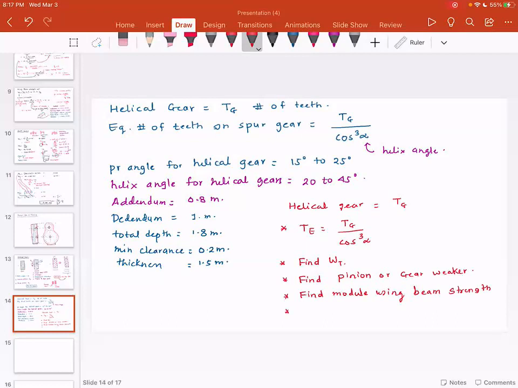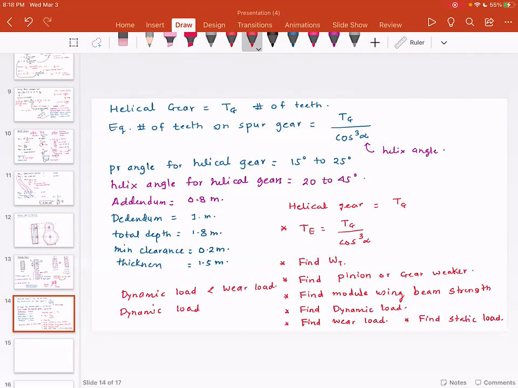then find out the value of the dynamic load, then find out the wear load, and then find out the static load, and make sure that the dynamic load is less than the wear load. Make sure the dynamic load is less than the static load.